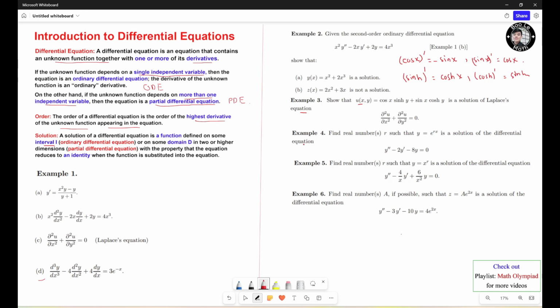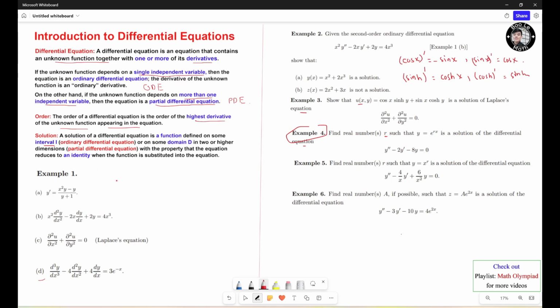Now let's move on to example number 4. Find real number r such that y equals e to the rs is a solution of the differential equation y double prime minus 2y prime minus 8y equals 0.